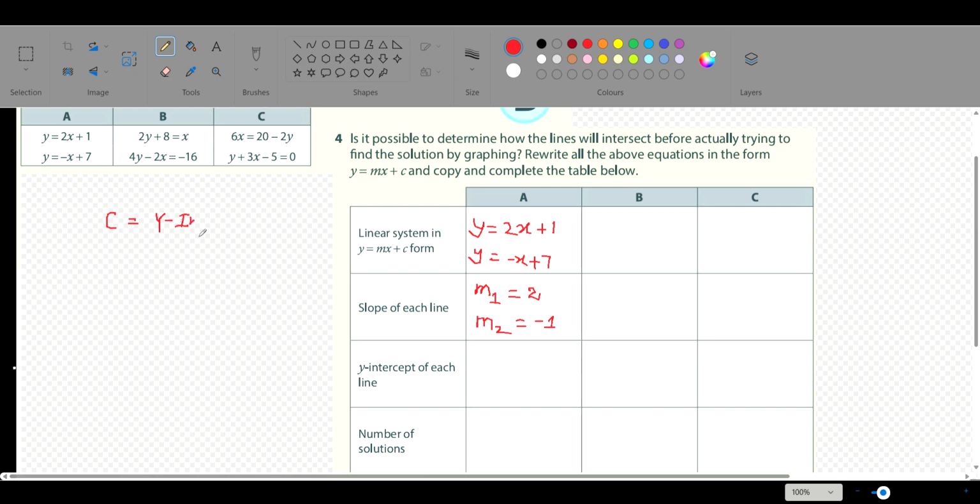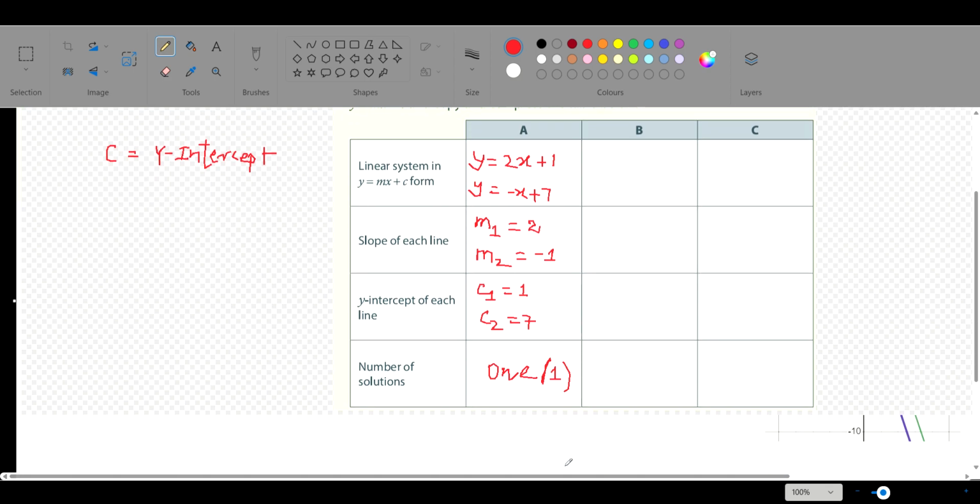Remember, I told you, for C1, so line 1 it is 1, and for line 2 it is 7. Number of solution, we already know, 1. Okay, number of solution is 1. We already did that through the graph.